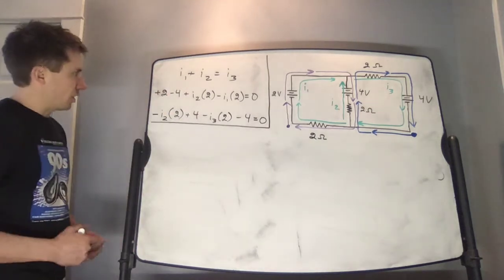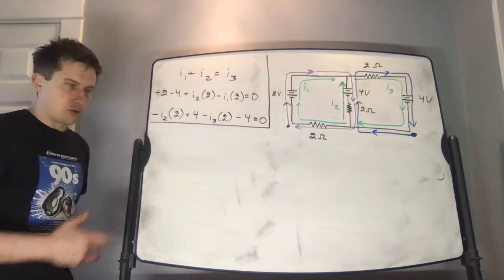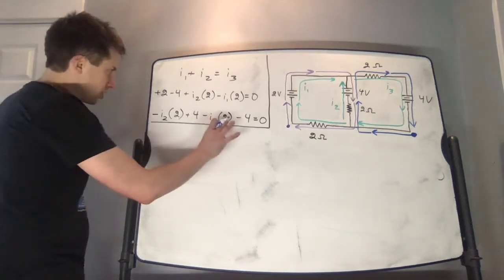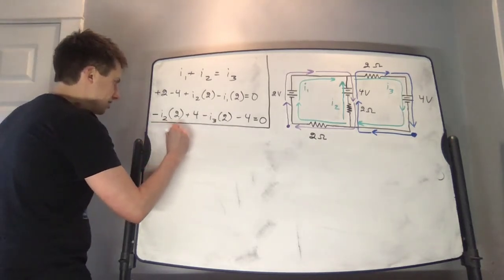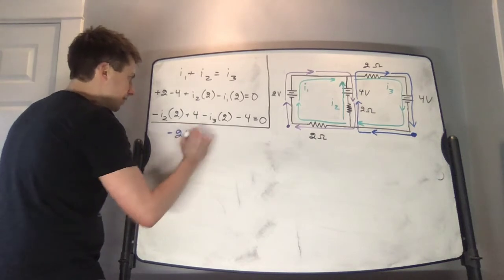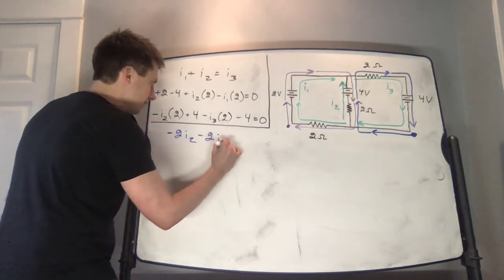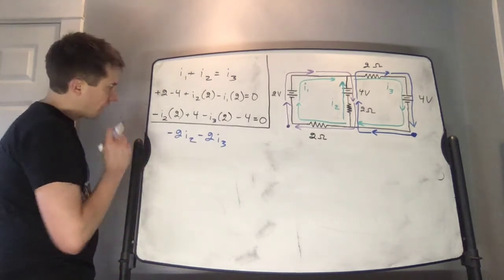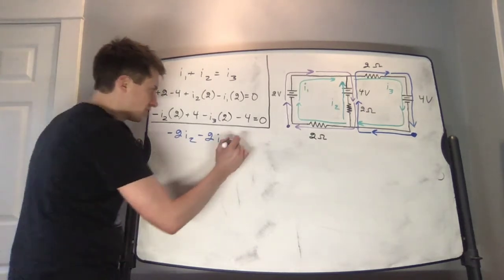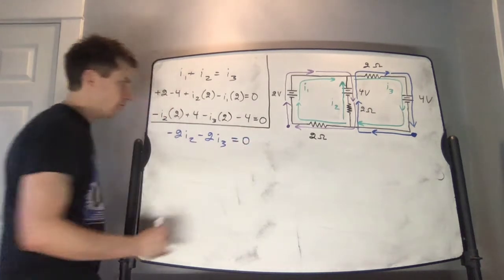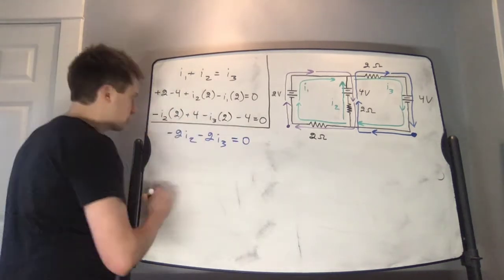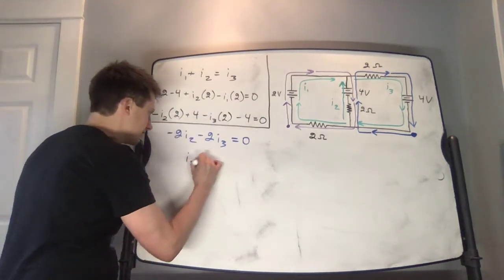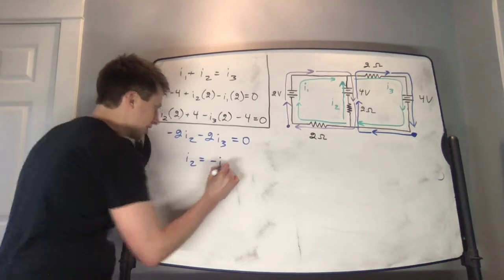Looking at these 3 equations, let us first use the third equation. The third equation could be rewritten as minus 2I2 minus 2I3, and here I have a plus 4 and a minus 4 which cancel. So I could write minus 2I2 minus 2I3 is equal to 0. This implies that I could write I2 is equal to negative I3.